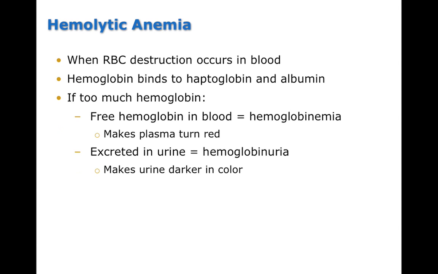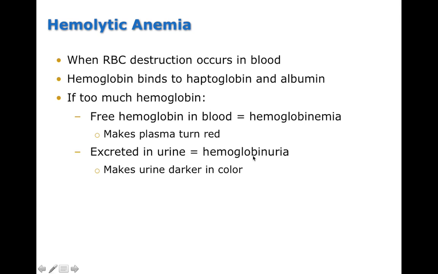Now, the first type of anemia we'll talk about is hemolytic anemia. So hemolytic literally means to break down blood. And so hemolytic anemia would be where red blood cell destruction occurs more quickly than red cell production. And so hemoglobin binds to these haptoglobin and albumin proteins. And so if there's too much hemoglobin in the blood, it can lead to hemoglobinemia, which can make your plasma turn more red. And it's also excreted in the urine as hemoglobinuria.